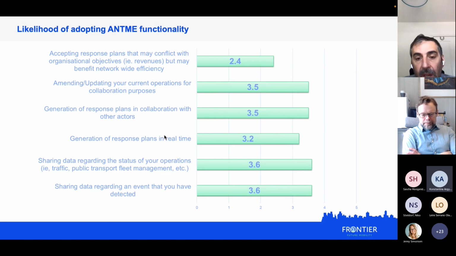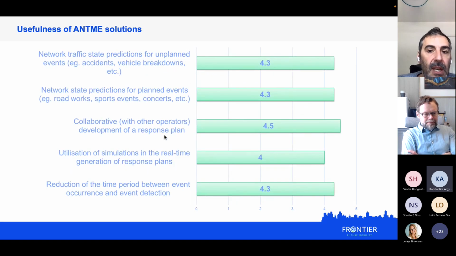And here you can see there's a lot of positive reactions in terms of data sharing. So there's no problem of stakeholders sharing data, and also trying to come up with a response plan in a collaborative way. But what we found out is that it may be difficult for some actors to agree on a response plan that may conflict with their interests, which sort of makes sense. And this is one of the areas that we're going to try to address as part of the project.